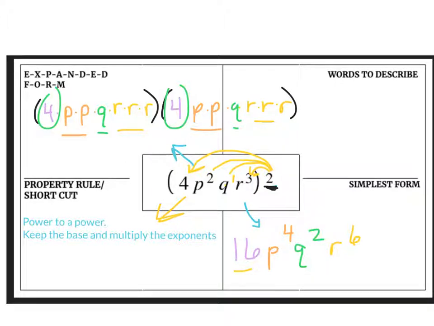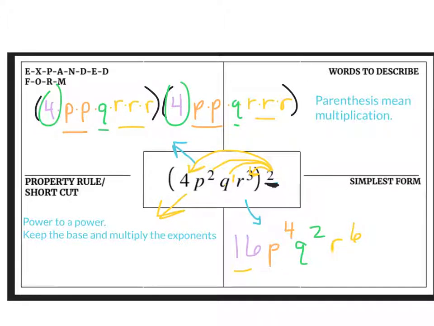But I really like expanding it because it makes it really easy and clear to see how many you have. Okay, so words to describe, I would say that parentheses means multiplication. And then again, just be careful with the coefficients. Okay, so there was a way to use Frayer models with exponent properties, and what I really like about the expanded form is it really makes it easy to see what the simplified form would be.